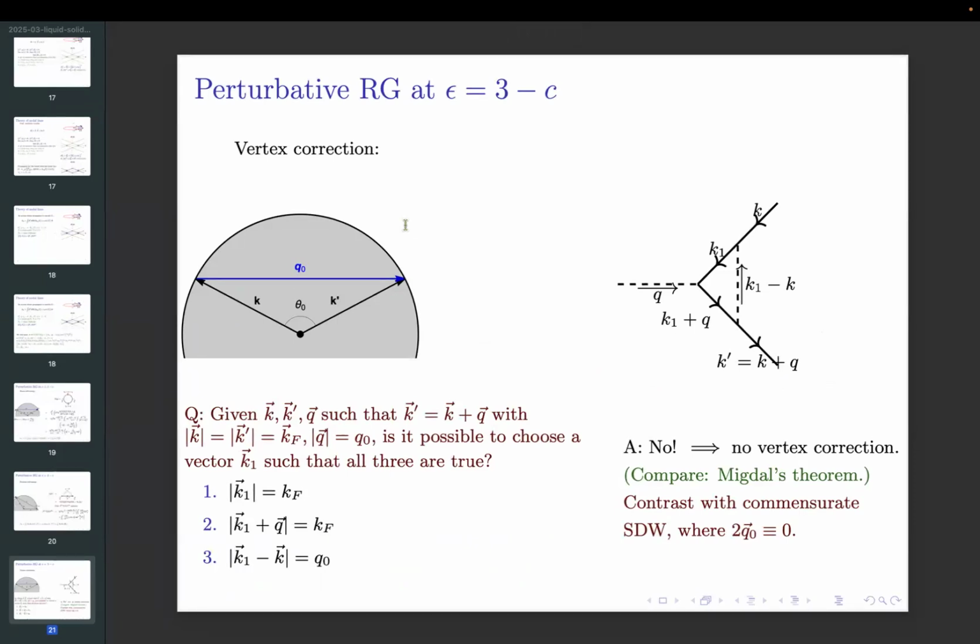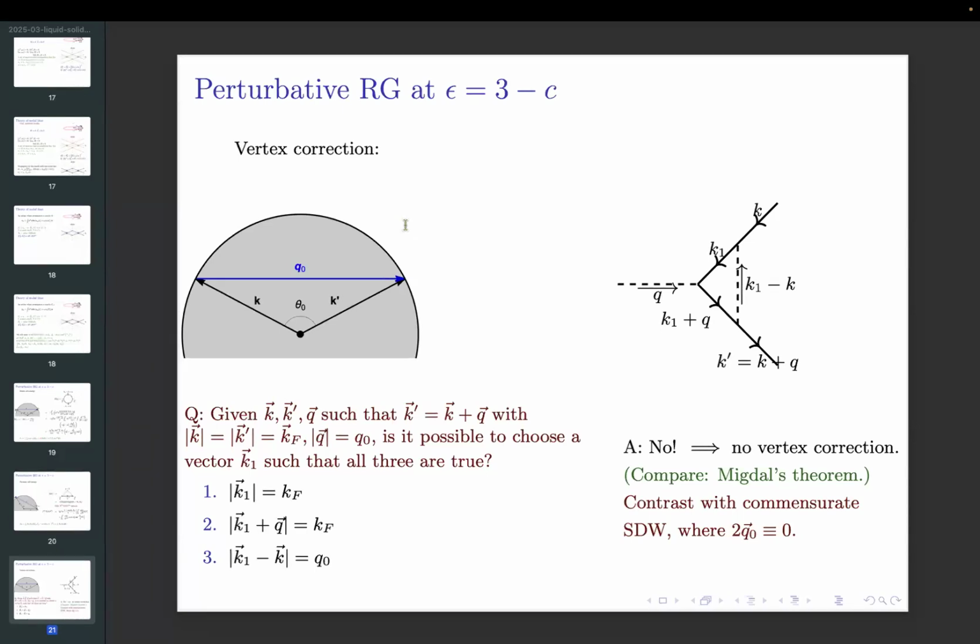It's because of the following geometry problem. If I pick these 3 momenta to all lie on the critical surfaces, so that specifies 3 vectors with certain lengths, is it possible to choose a vector k1 that's also on the Fermi surface and conserve momentum in the loop? And the answer is no.